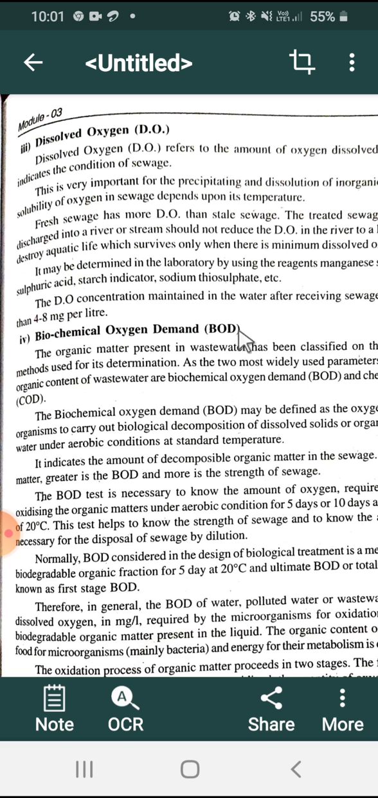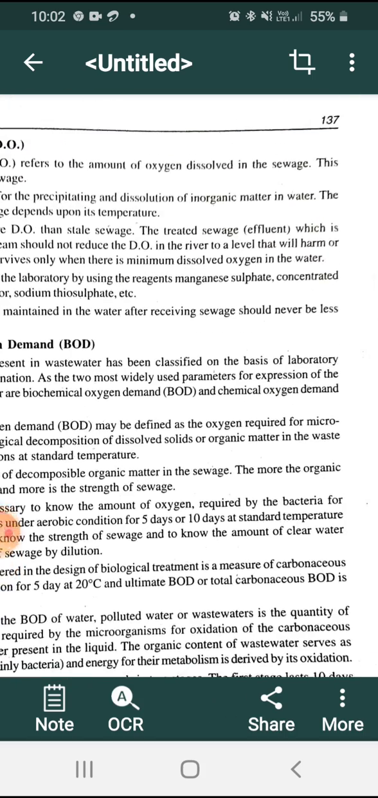Here another one is there. This is BOD, biochemical oxygen demand. It is the demand of oxygen required by the bacteria to remove or stabilize the organic matter, and it is measured from the amount of oxygen remaining in the bottle. That is the BOD remaining in the sample. See, this is the procedure to determine the BOD.